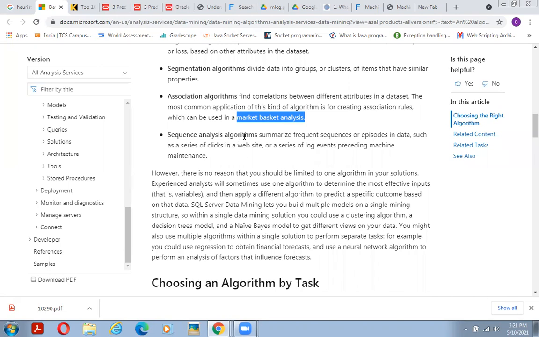Here, sequence analysis algorithm summarizes frequent sequences or episodes in data, such as a series of clicks on a website, a series of log events preceding machine maintenance.